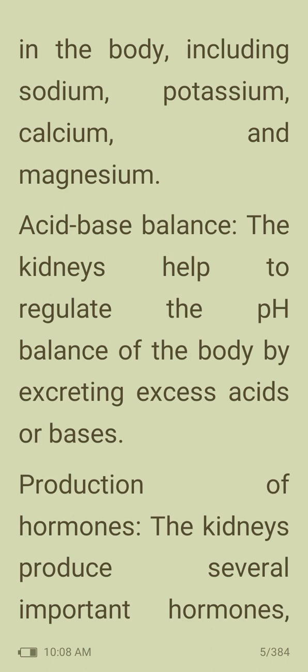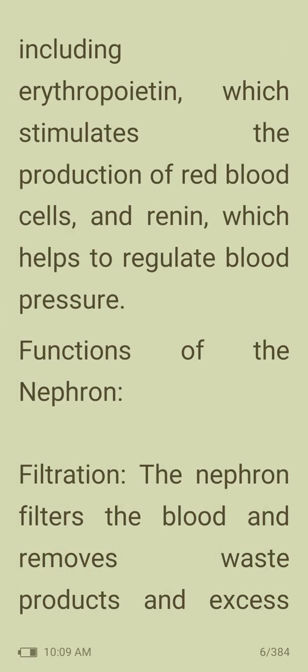Then acid-base balance. The kidneys help to regulate the pH balance of the body by excreting excess acids or bases. Then production of hormones. The kidneys produce several important hormones, including erythropoietin, which stimulates the production of red blood cells, and renin, which helps to regulate blood pressure.